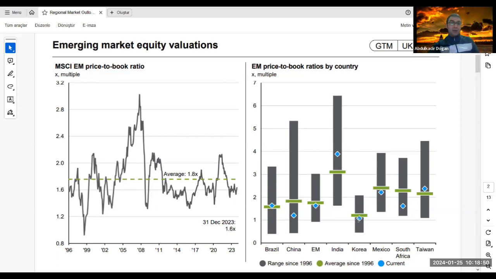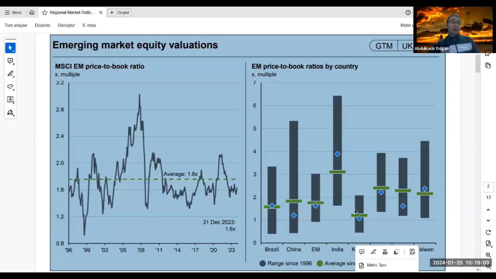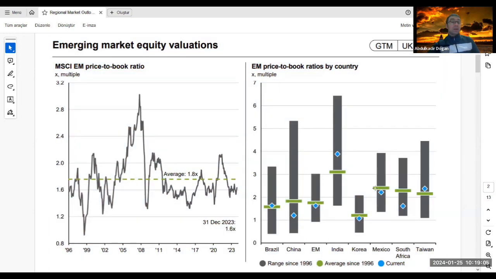And for Korea, as you see the average line here and the current dash is here, so it is exactly with the emerging market overall average. So not cheaper and not expensive. Mexico, not cheaper, not expensive, because the average is exactly on the current dash line.